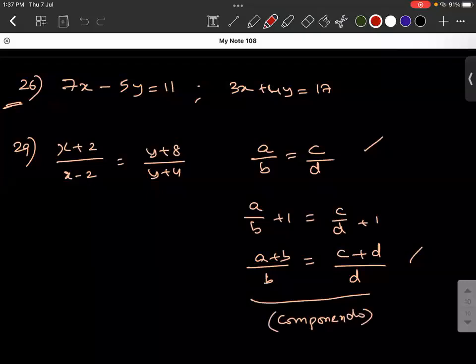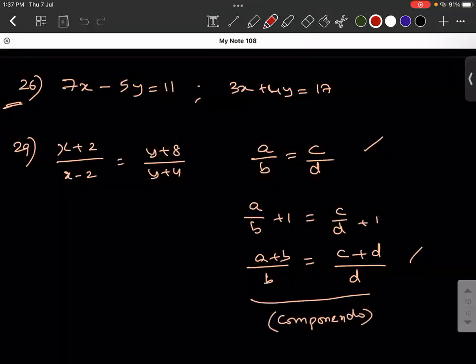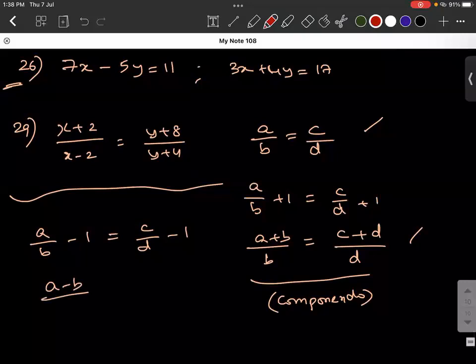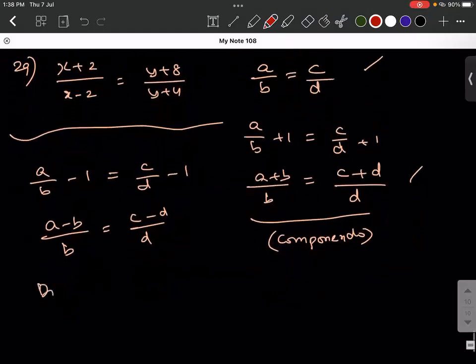Have you heard of these terms? I don't think it is a part of your syllabus. So you call this effect componendo. Similarly, a by b, if I subtract 1, and from c by d, if I subtract 1, I get a minus b divided by b is equal to c minus d divided by d. So this is called dividendo.